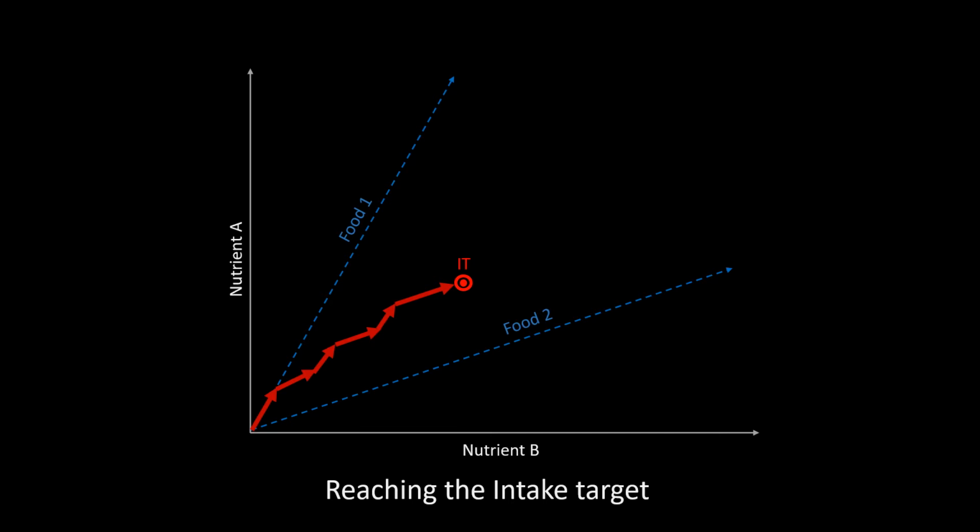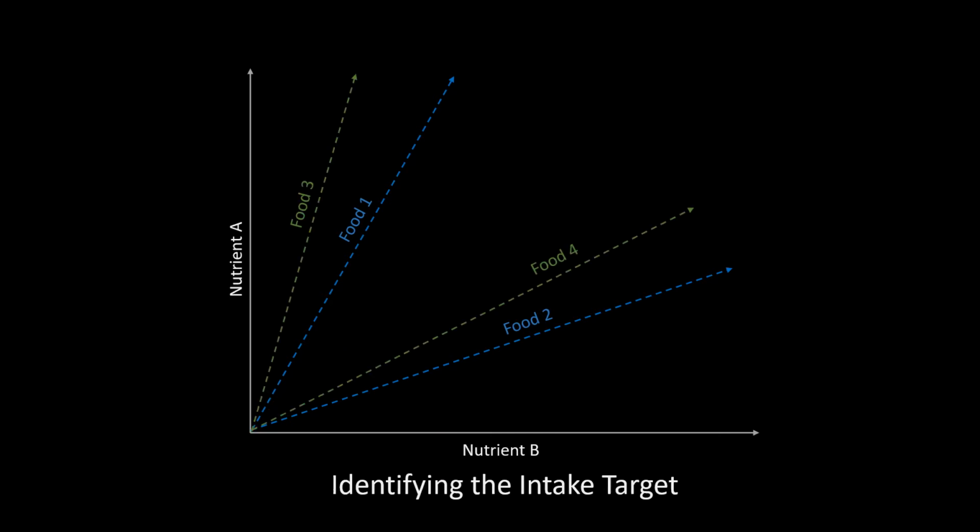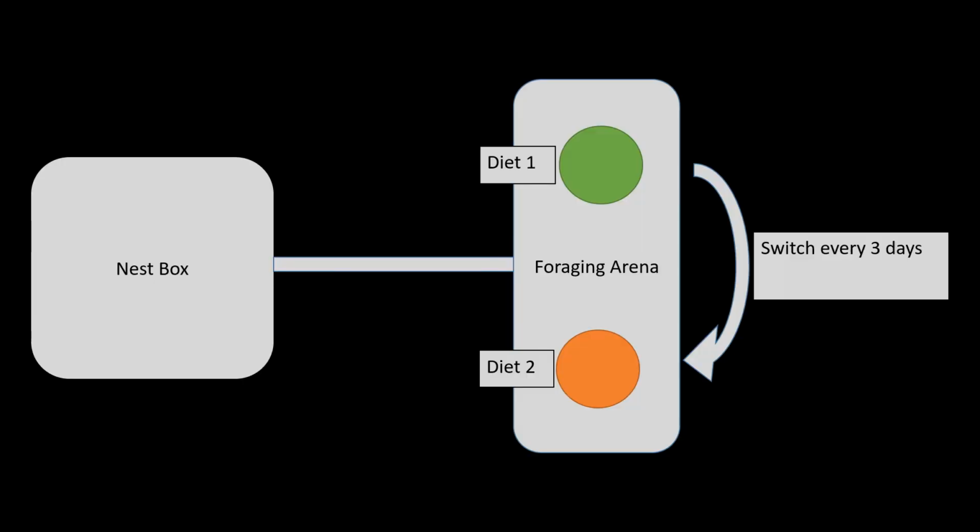We can use compensatory feeding to experimentally identify intake targets. We do this by offering the study organism an array of different diet pairings. And if the animal changes its relative consumption of the available diets to reach the same point in the nutrient space, then we have identified the intake target.